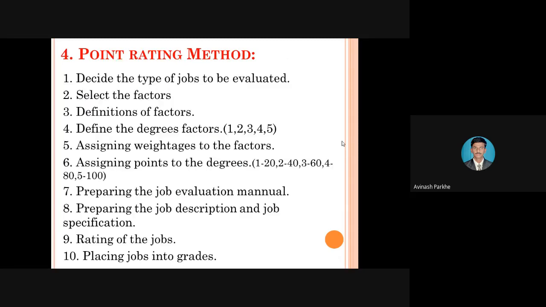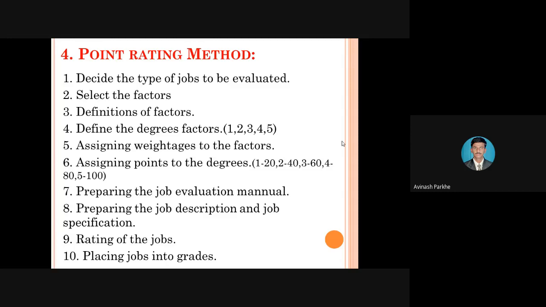And then the last method of job evaluation is called the point rating method. This is called a quantitative method. The previous methods we have discussed are qualitative methods. This method is called a quantitative method because the output you get from the job evaluation will be available in the form of quantity.